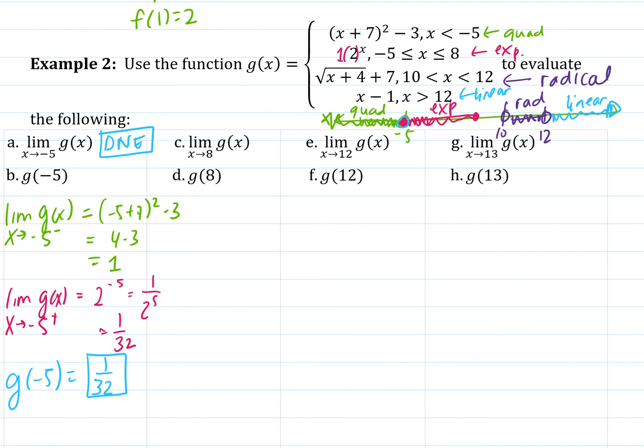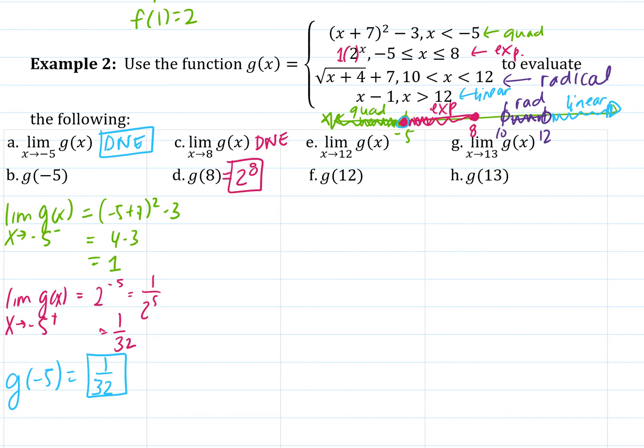Let's take a look at a few more. What about at 8? Well, at 8, we know that the function isn't defined between 8 and 10. So the right-handed limit simply does not exist. So the two-sided limit also will not exist. But g of 8 is defined because there's a closed circle here. So to find g of 8, we're going to substitute 8 into the exponential piece. So g of 8 is 2 to the power 8, some giant number that we don't really have to evaluate.